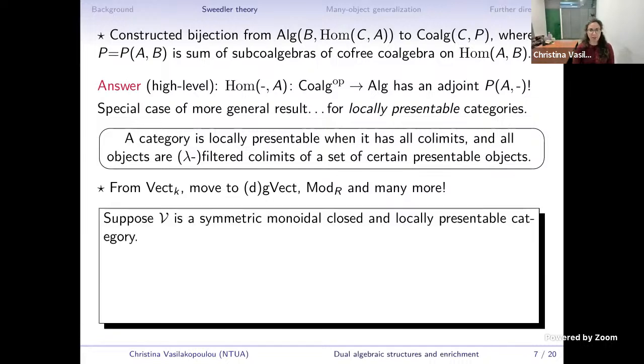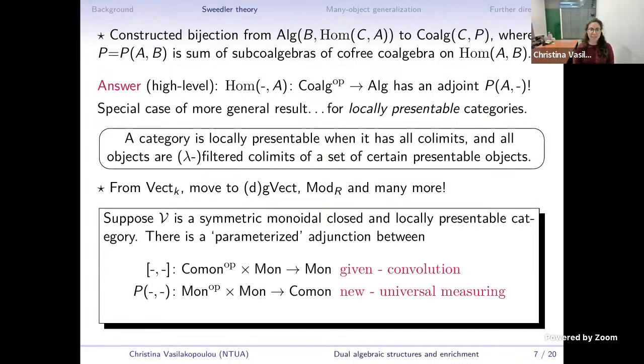In any way, the first result here says that if V is a symmetric monoidal closed category, which is also locally presentable, then in fact this induced convolution functor between comonoids and monoids, which is really the restriction of the internal hom of my category, has an adjoint, a parametrized adjoint. Talking about parametrized because we have two variables here. And this is the new functor, the universal measuring coalgebra functor.